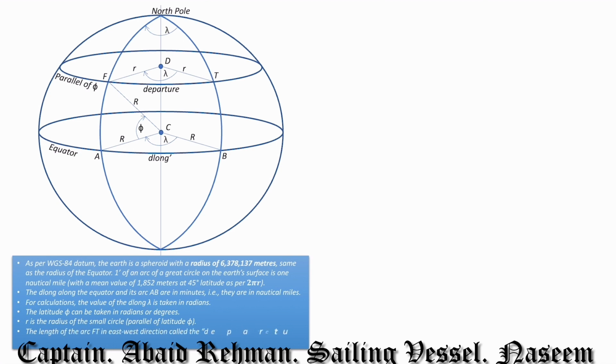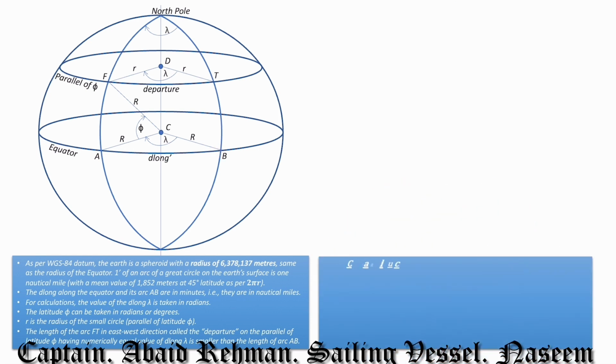The length of the arc FT in the east-west direction is called the departure in nautical terms, where sailing on the parallel of a latitude phi. Even though it has the same numerical value of d long lambda, this arc is much smaller than the length of the arc AB, which is on the equator. The objective of this presentation is calculating the length of the arc FT, which is the departure, in nautical miles.